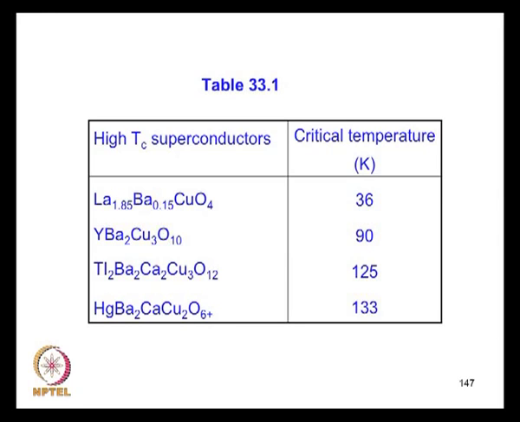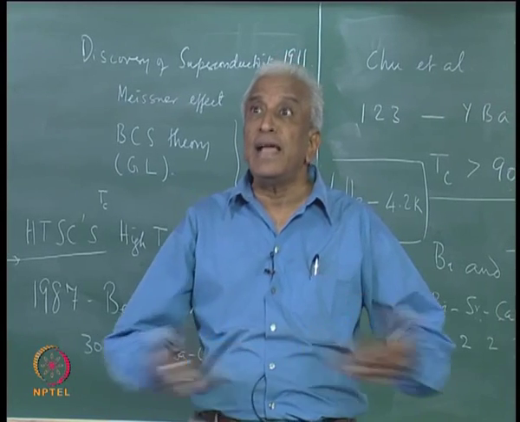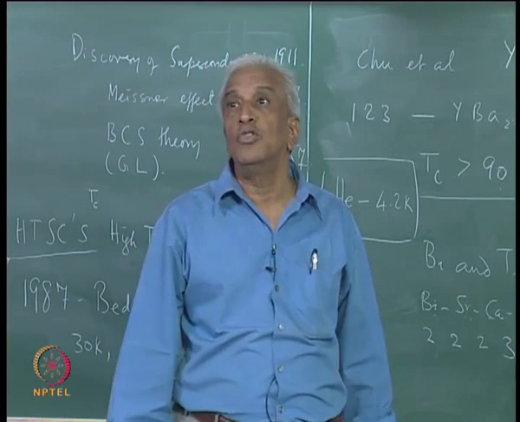Now, this can be seen in the table, which shows high Tc superconductors, the newly discovered representative compounds and their critical temperatures in degree Kelvin. You can see that lanthanum barium copper oxide has a critical temperature of 36 Kelvin, while yttrium barium copper oxide has 90 Kelvin and thallium barium calcium copper oxide has a transition temperature of 125 Kelvin. The mercury barium calcium copper oxide has an even higher temperature of 133 Kelvin. So, a number of materials which were more or less ceramics were discovered in quick succession, which pushed up the transition temperature to something like 133 Kelvin.